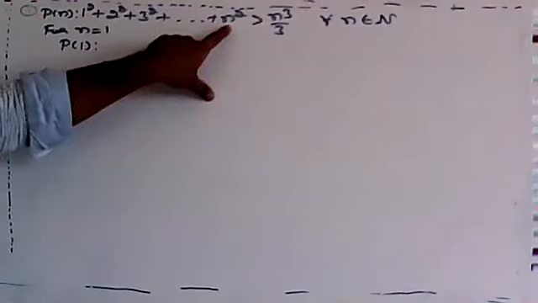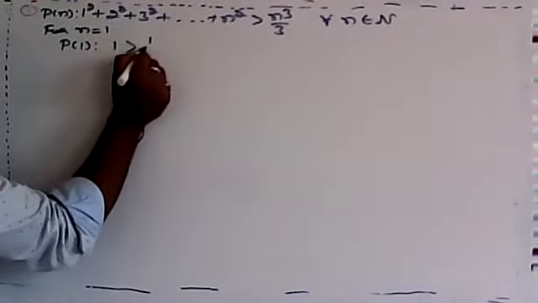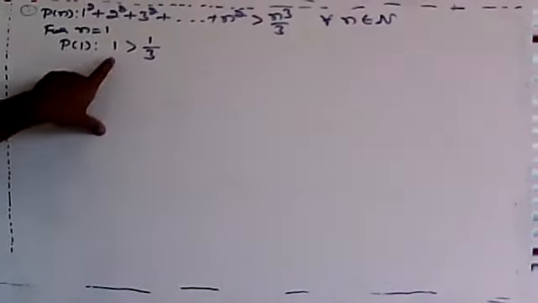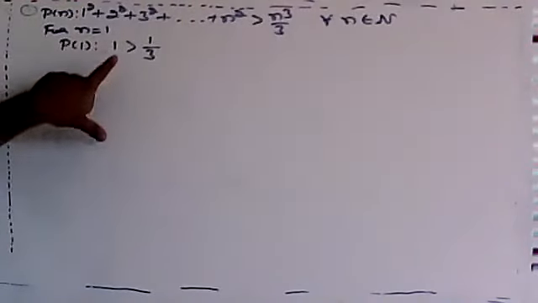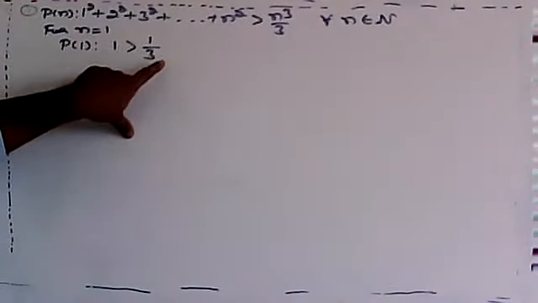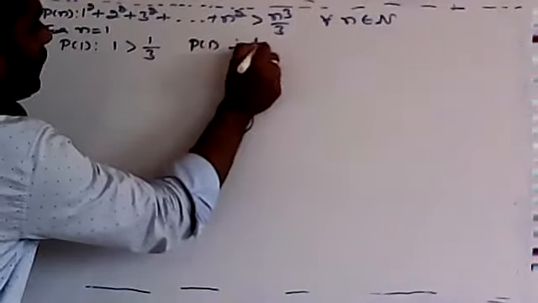If I put it here, we'll get 1, which is greater than 1 cube by 3, which is nothing but 1 by 3. Correct or not? P of 1 is 1, which is greater than 1 cube by 3, nothing but 1 by 3. It satisfies the condition, no? 1 is greater than 0.333. Correct? So P of 1 is true.